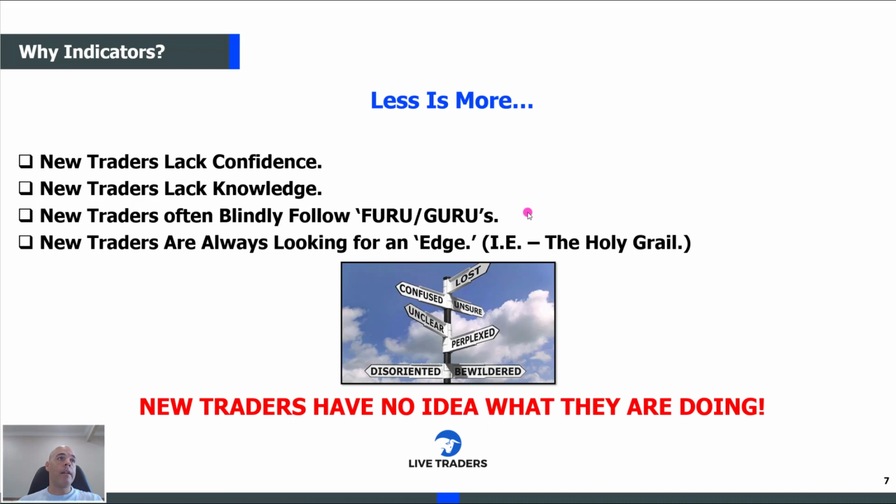New traders, they blindly follow a lot of these gurus online because that guru is using some type of an indicator. And they go, well, if that person's using it, then it must be the real thing. Okay, new traders are always looking for an edge. You could honestly argue all traders are always looking for an edge. Okay, but what I found from most traders, they don't know their ass from a hole in the wall. All right. New traders have no idea what they're doing. Let's just admit it. And there's no shame in that.